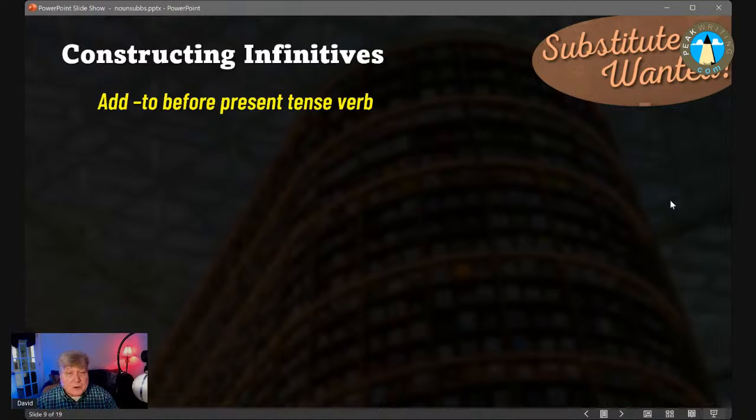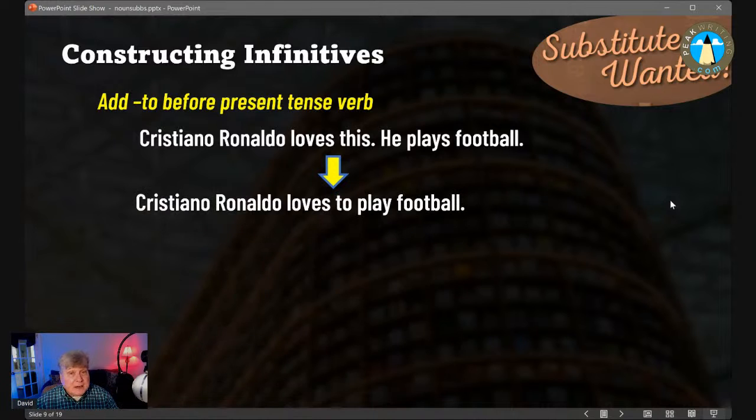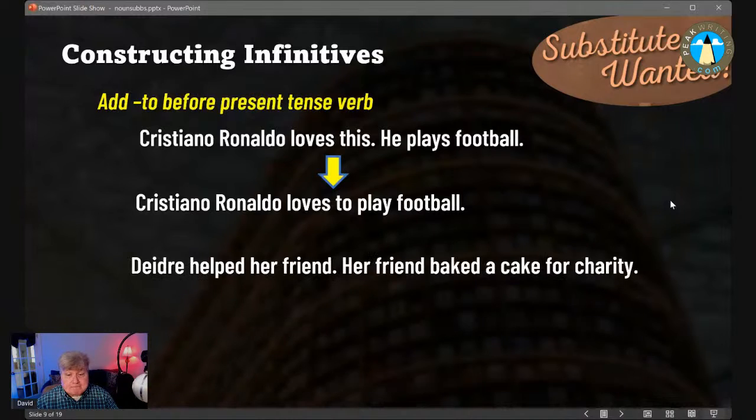You simply pick the verb that you want to make into an infinitive, make sure it's in the present simple, and add to in front of it. Cristiano Ronaldo loves this. He plays football. Loves to play football. Now, you could also make that a gerund as well. Cristiano Ronaldo loves playing football. Either one is fine, but here you're given two alternatives to create this object, this noun substitute, which serves as the object of the verb loves, and you can do it either with a gerund or with an infinitive phrase, as you see here.